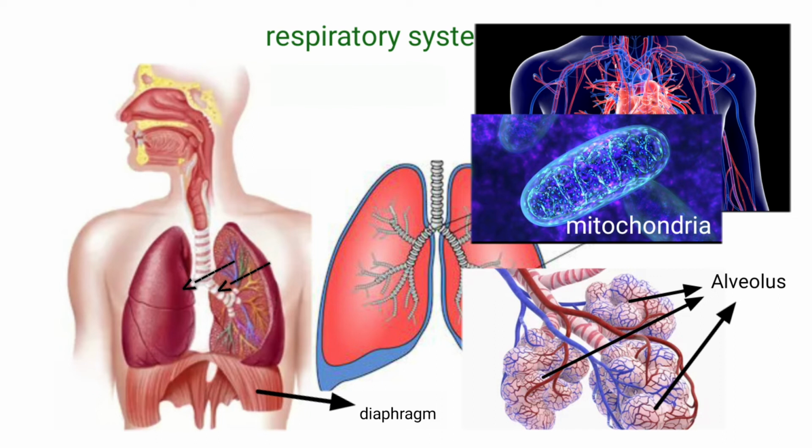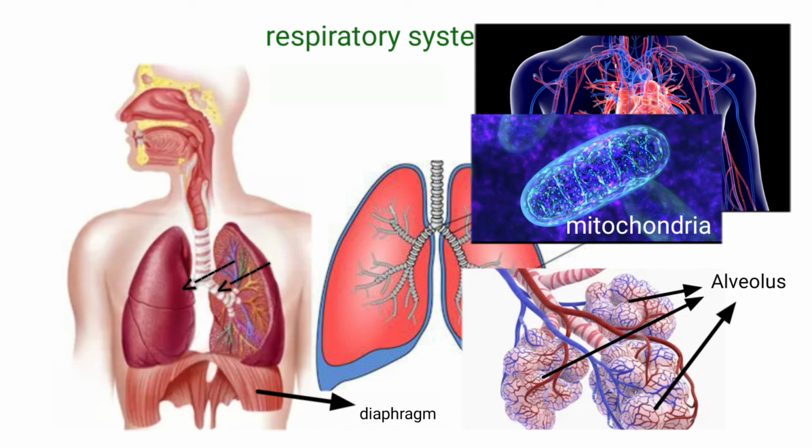Carbon dioxide is released during this process. It is toxic. It is also useless for our body. So the released carbon dioxide travels through the red blood cells again, reaching the lungs through the alveoli and exiting when we exhale. This is our respiratory system.